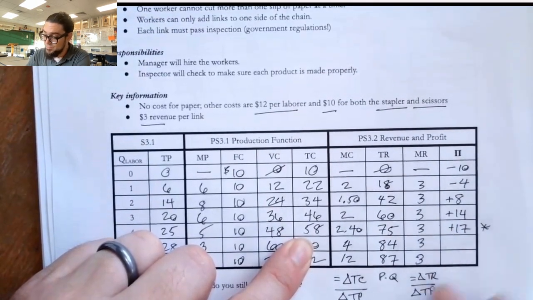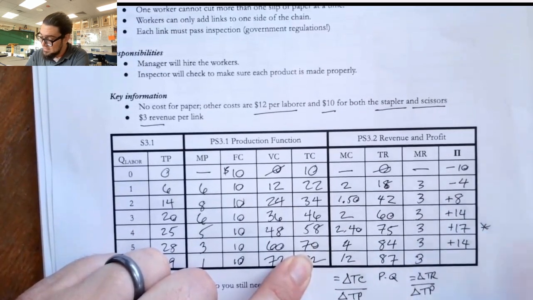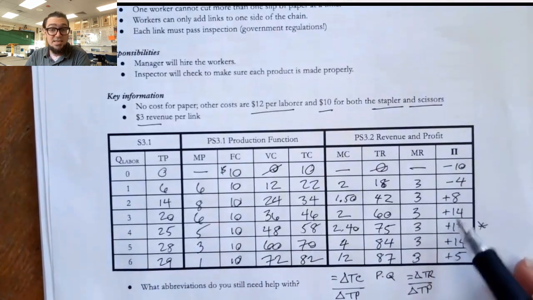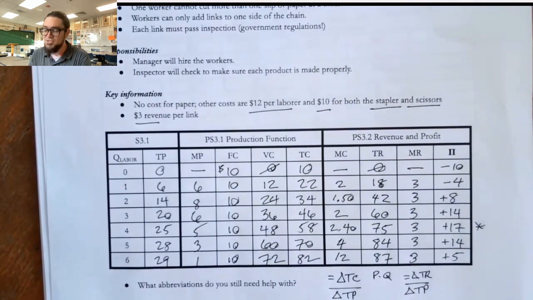And again, that's the one we predicted. 84 minus 70 is 14. And then 87 minus 82 is 5. And lo and behold, look, it holds up, ending up being true that we should actually have stopped at quantity of labor 4. And that's the real magic to my eyes of doing this type of a problem.